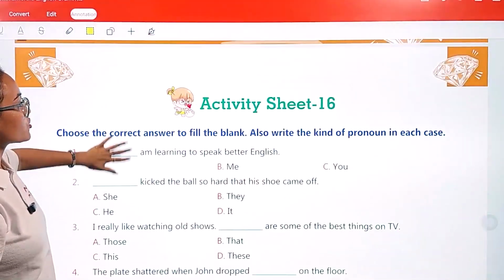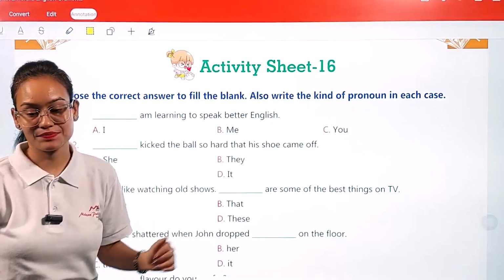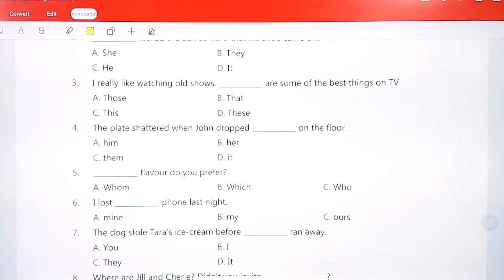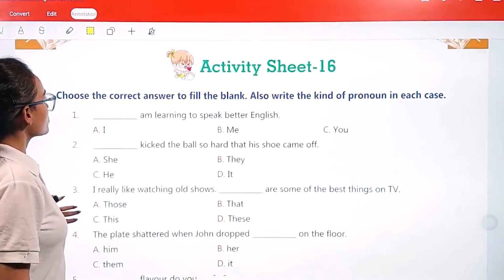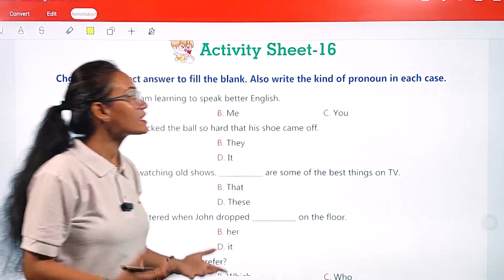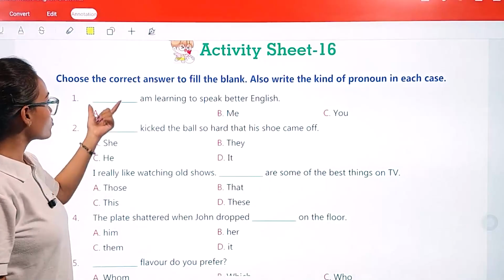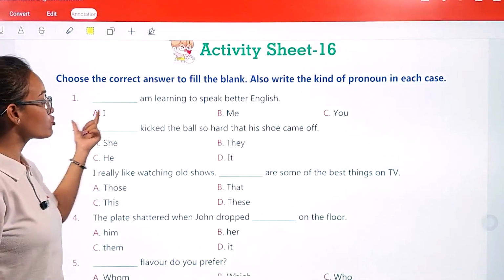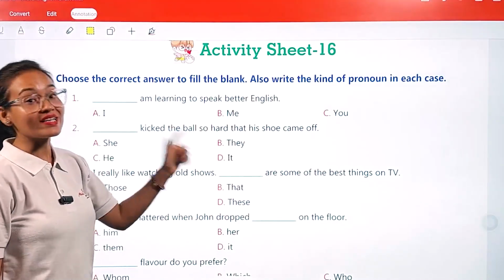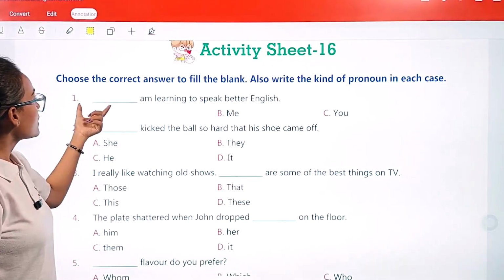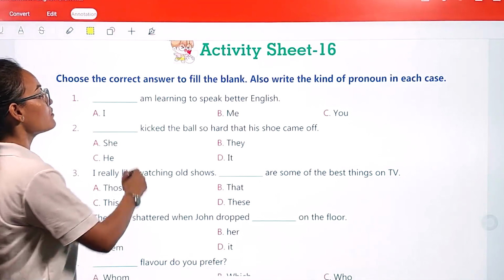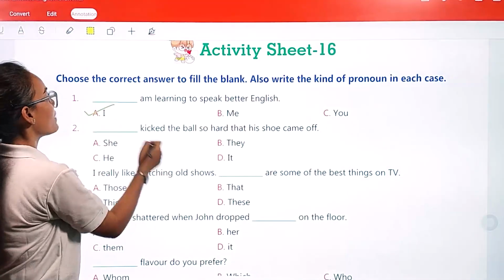Now in activity sheet number 16, what do we have to do? Let's see. Okay, so here, what we have to do? Choose the correct answer to fill the blank. Also write the kind of pronoun in each case. Here, my dear student, we are going to fill in the correct pronoun by choosing among the given options. And we are also going to write under what category of pronoun they fall.